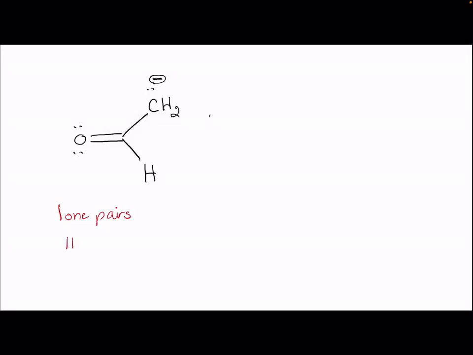and pi electrons. All right, so looking at the structure here, you have a lone pair of electrons on the carbon, and you have two lone pairs of electrons on the oxygen, and then you have this pi bond right here, which is a pair of electrons. So where do we start?